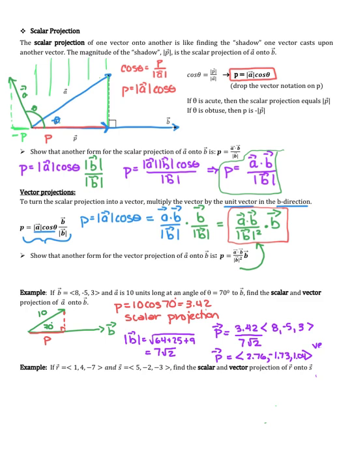So this would be our vector projection. One of them is a scalar, and then by multiplying by the unit vector of the vector you're projecting onto, you turn that scalar projection into a vector projection. Okay? So it's nice if you're given the magnitude of that vector and the angle between them, but that doesn't always happen.